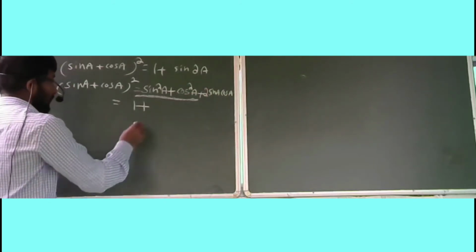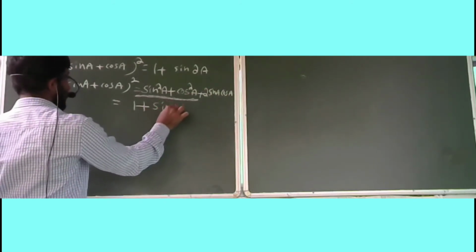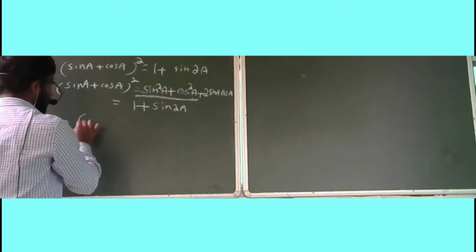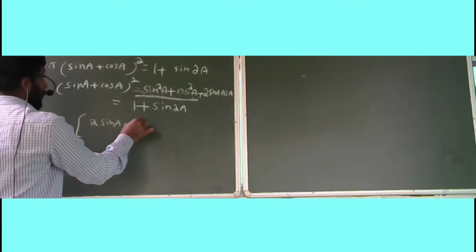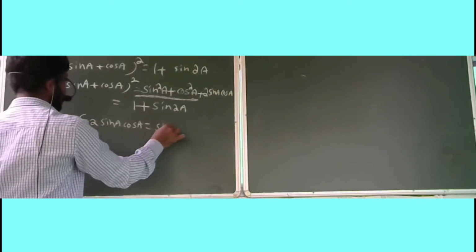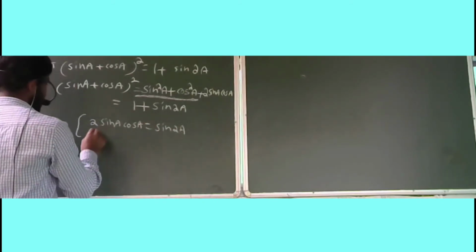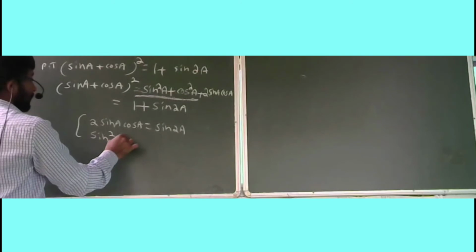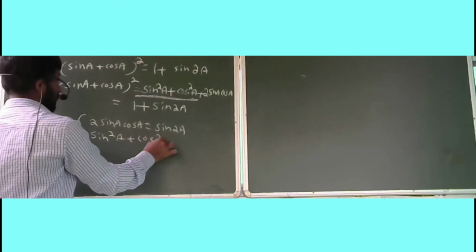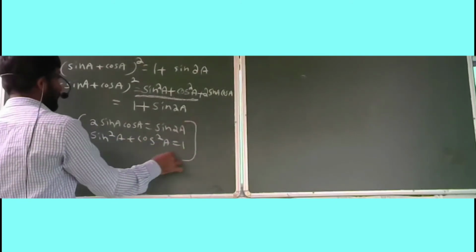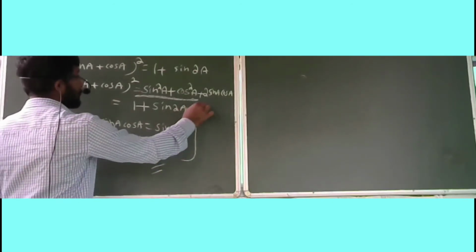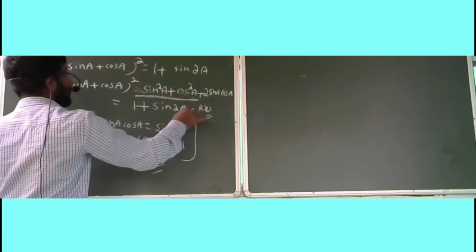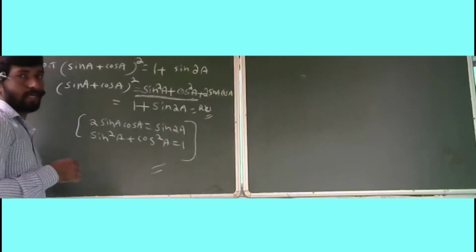2 sin A cos A is nothing but sin 2A. It's a formula, right? Multiple angle formula. 2 sin A cos A value is nothing but sin 2A. Why here 1? Because sin square A plus cos square A value is equal to 1. It's a trigonometric identity. If you apply these two concepts, you will get the RHS of the given question, that is 1 plus sin 2A.